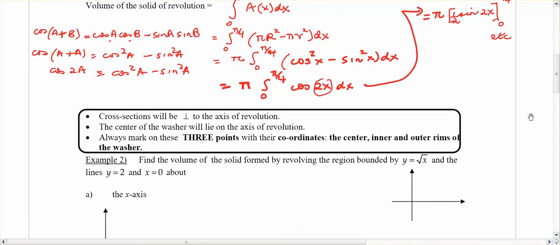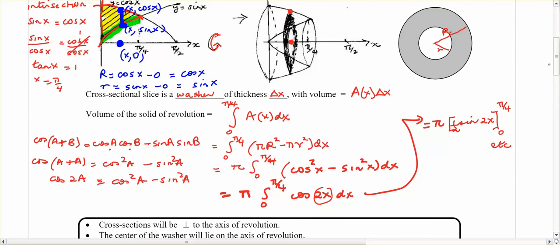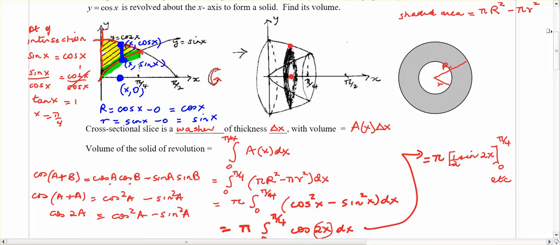Okay, let's just summon up our strategic approach. Notice the cross sections are always perpendicular to the axis of revolution. The center of the washer, like the center of the disk when we did disk, will lie on the axis of revolution. And always mark on, put that in a cloud because this is so important, 3 points with their coordinates. The center, inner, and outer rims of the washer, remembering to pick the inner and outer rims of the washer where you actually know the equation.